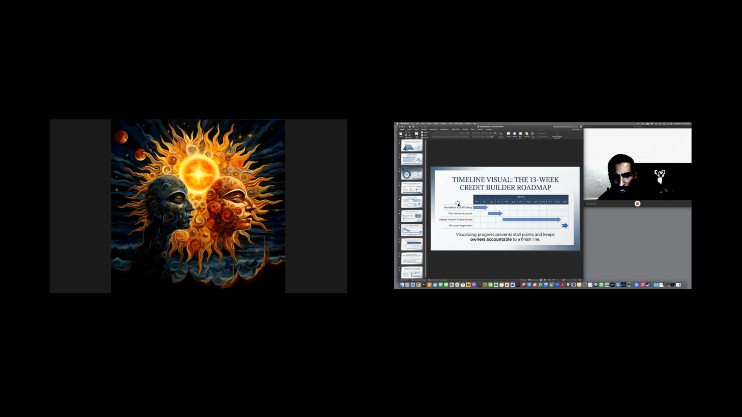Timeline visual: the 13-week credit builder roadmap. The foundation and DUNS setup, 1 to 2 weeks. First vendor accounts, up to 4 weeks. Deposit pattern and usage, and second card, about 12 weeks or 3 months. And your first loan application should be about 3 months after you began. All right. We visualize progress to prevent stall points and keep owners accountable to the finish line.